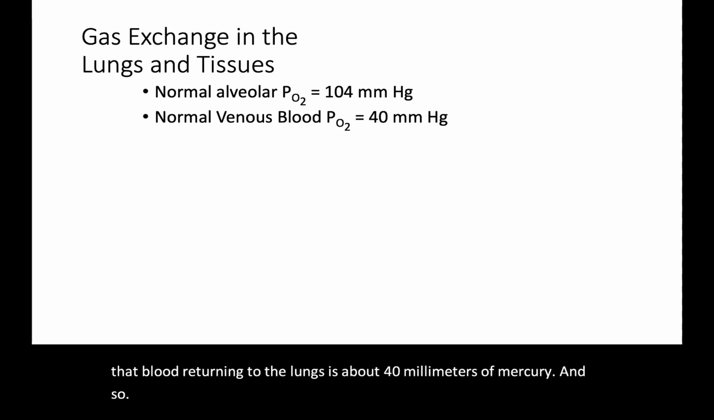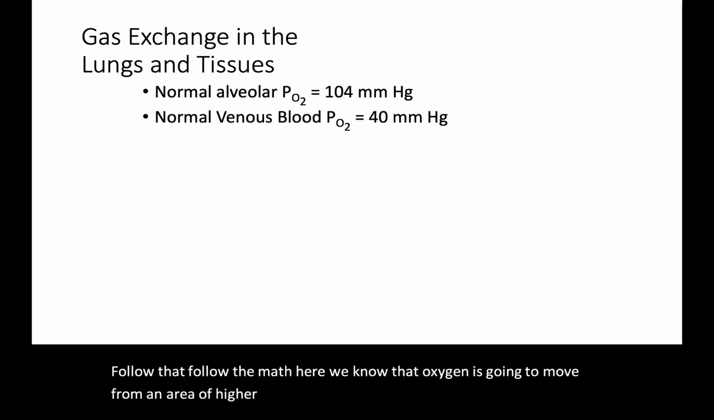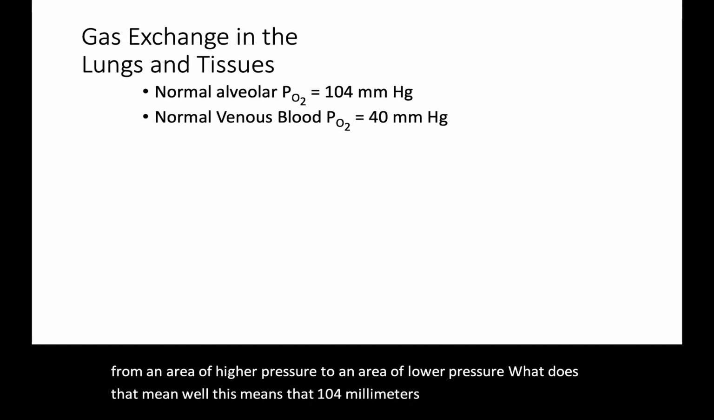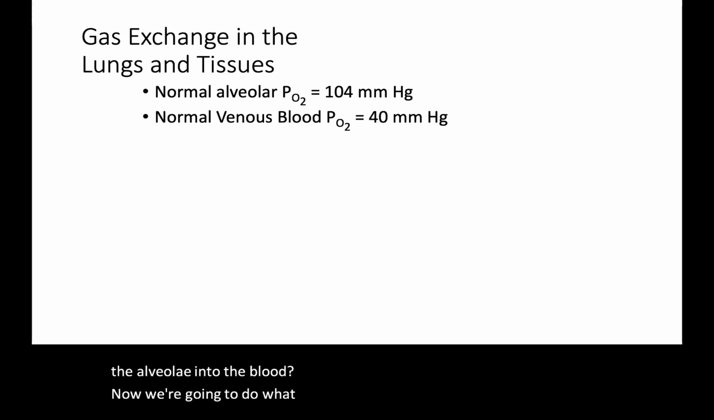And so follow the math here. We know that oxygen is going to move from an area of higher pressure to an area of lower pressure. What does that mean? Well, this means that 104 millimeters of mercury partial pressure of oxygen in the alveoli is going to cause oxygen to move from the alveoli into the blood. Right? We're going to do what we call oxygen loading at that point in time.